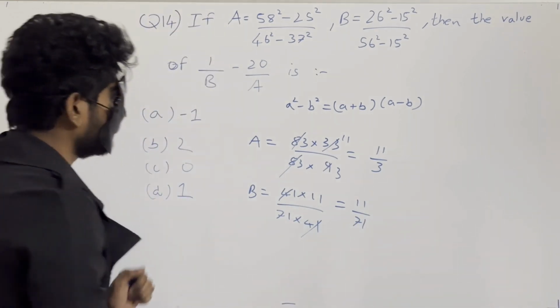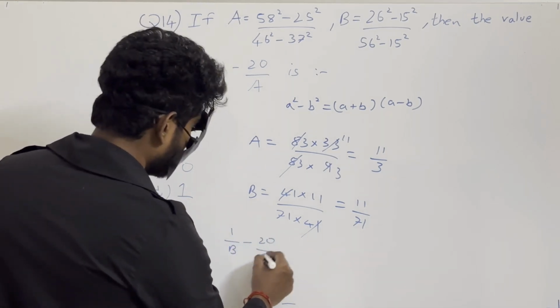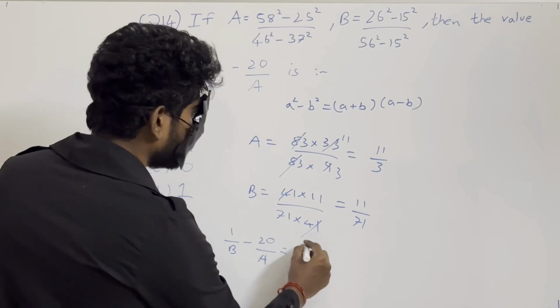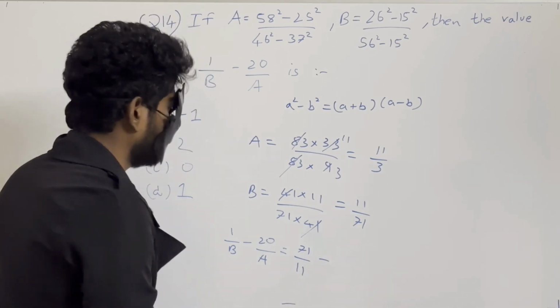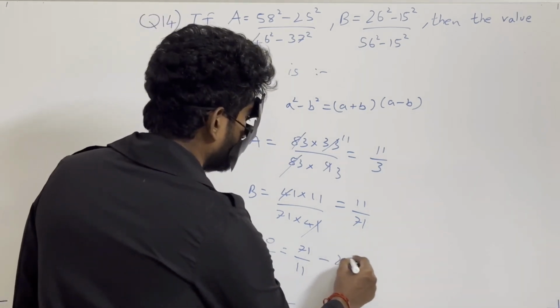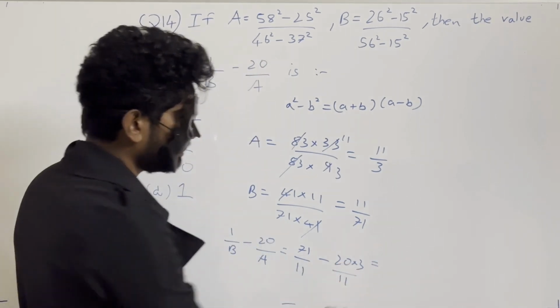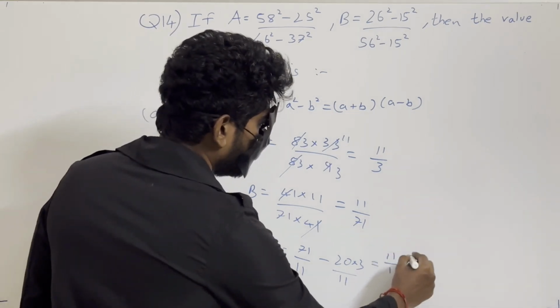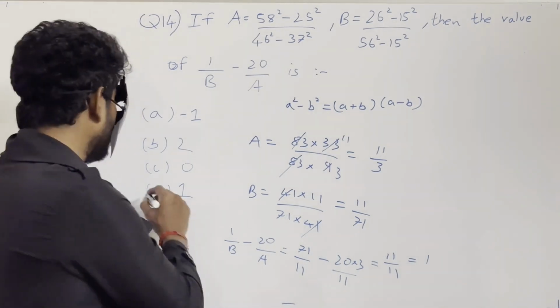Now 1 by B minus 20 by A. 1 by B is 71 by 11, minus 20 into 3 by 11, which is nothing but (71 minus 60) by 11, which is equal to 11 by 11, which is equal to 1. So here option D is right.